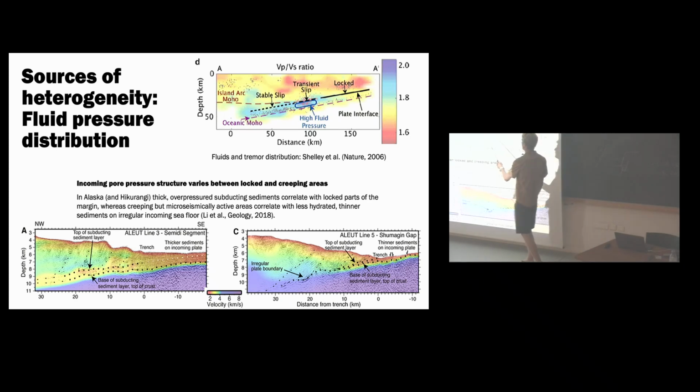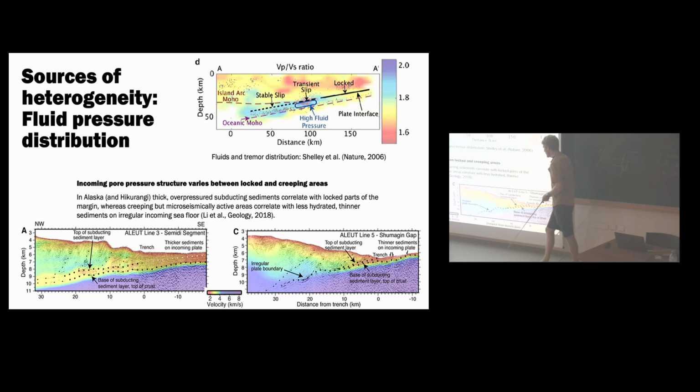The typical argument for why you have tremor at depth in subduction zones, here from Shelley et al. in Japan. So you have a locked interface where it's relatively dry, Vp/Vs is low, and then where you have high fluid pressure, you change the behavior to the volumetric tremor.